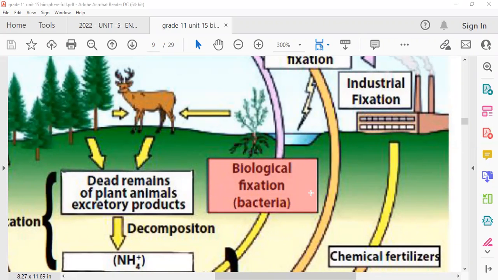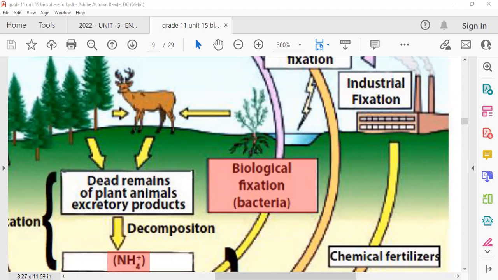It is conducted by bacteria. During biological fixation, N2 gas, nitrogen gas, is converted to NH4 plus ion, ammonium ion. So you can mark it down: N2 gas, arrow, NH4 plus ion. That is biological fixation. It is done by certain bacteria.